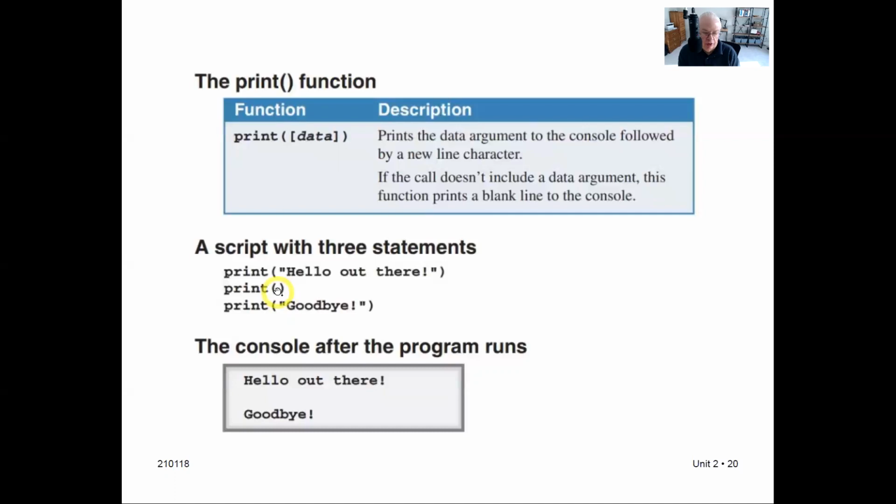Then in the next function, we have an empty print function. So that's a blank line. And then we have just another string here, which is basically the same process as the first line. But when we run this and compile it, you see we have a blank line in the middle, and we can see the two prints that we asked for, the data we asked to be printed.